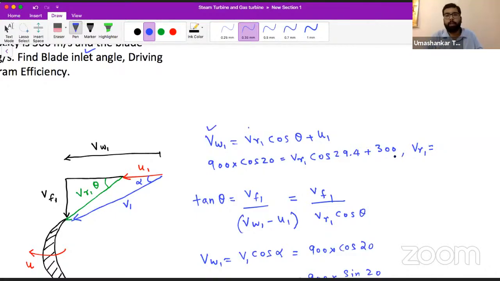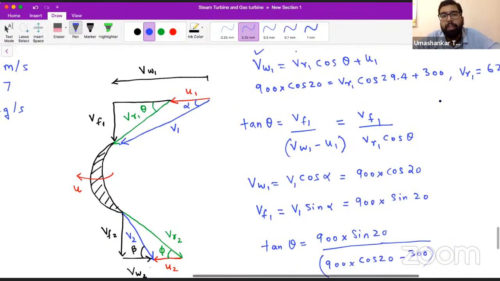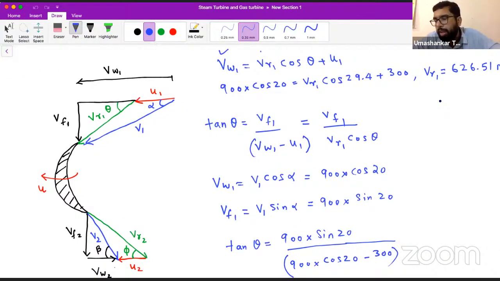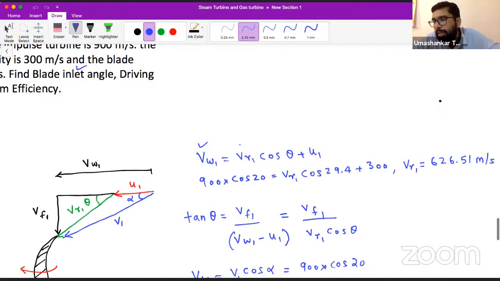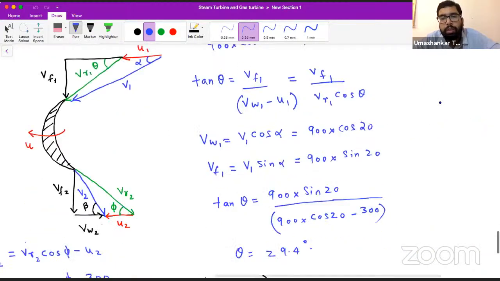I got my calculator too. 626.51. Okay, let me check. So this VR1 is coming out to be 626.51 as suggested by Aishwarya. You were giving me a different answer previously. So VR1 is 626.51 meter per second. If any calculation mistake is happening, please cross check your calculations.